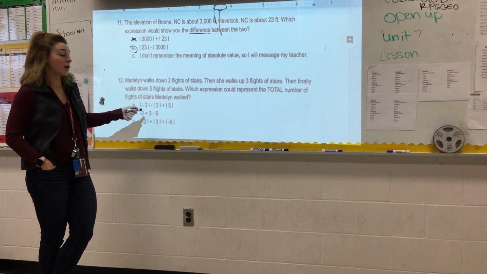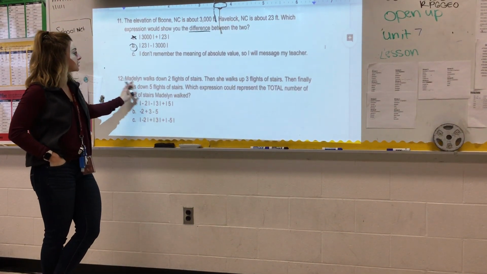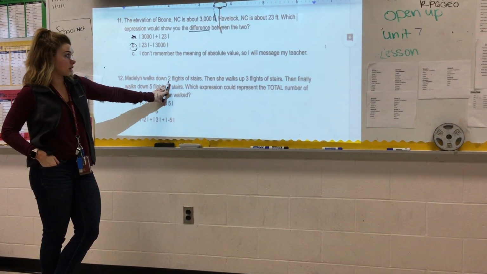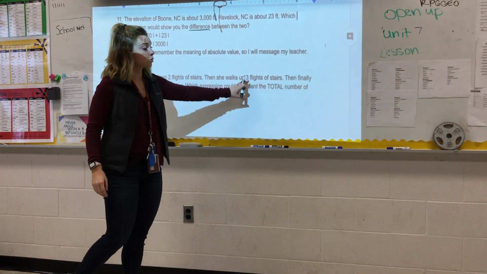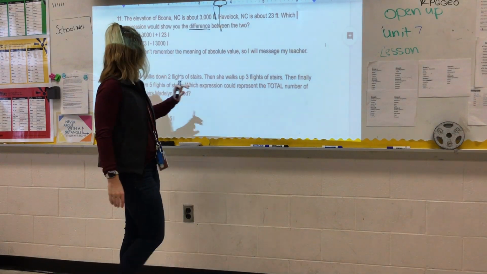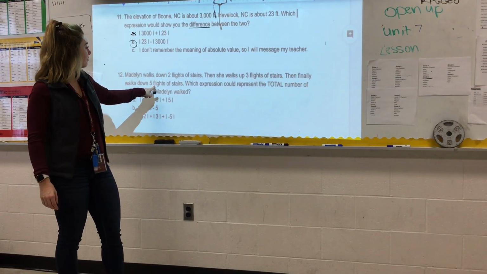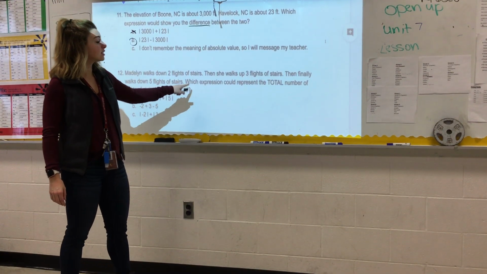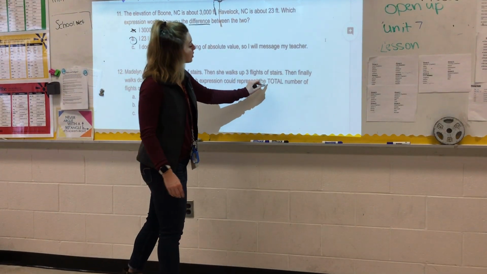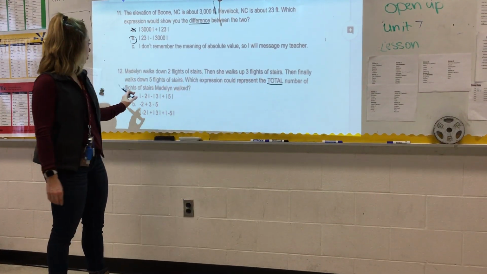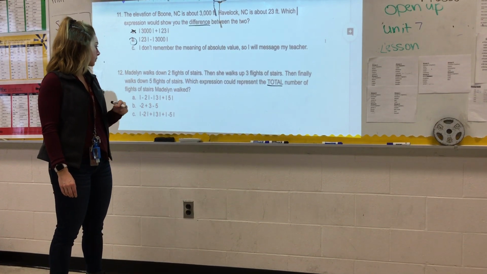So the next one is also absolute value. It says Madeline walked down 2 flights of stairs. Then she walked up 3 flights of stairs. Then finally, she walks down 5 flights of stairs. Which expression could represent the total number of flights Madeline walked?